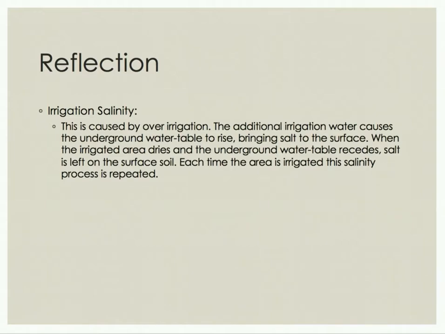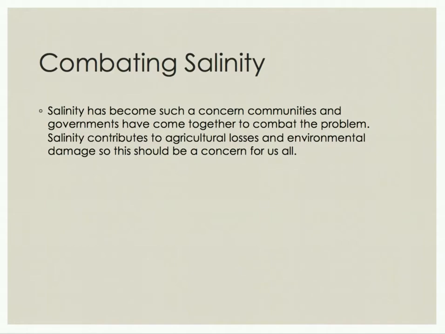So then what kind of precautions can we possibly take? It's become such a concern that communities and governments have come together to combat the problem. Salinity contributes to agricultural losses and environmental damage, which is why it's really important. In order to minimize some problems, it depends on whether it is dryland salinity, which is the same thing as land clearing, or irrigation. So the precautions that we want to look at are based on both of those issues.